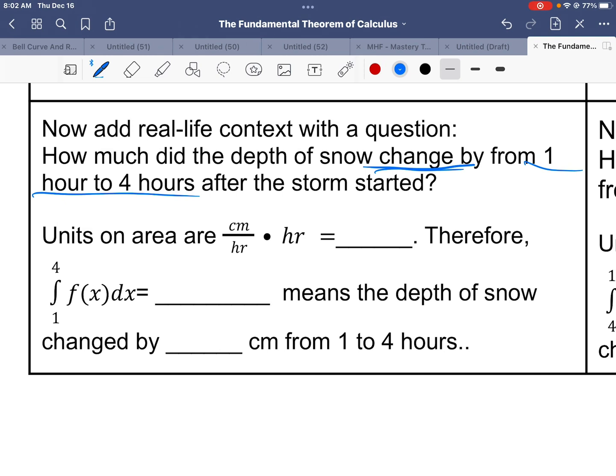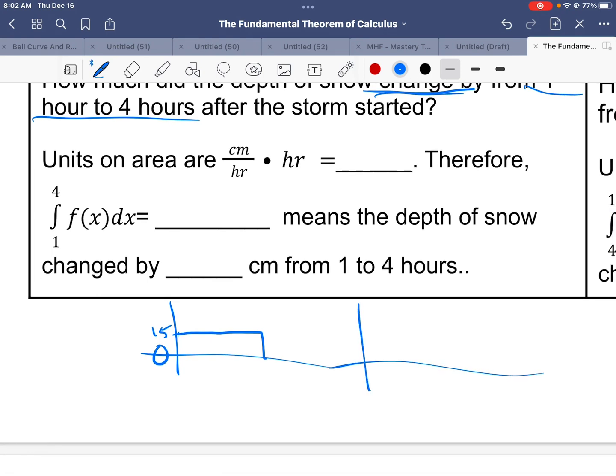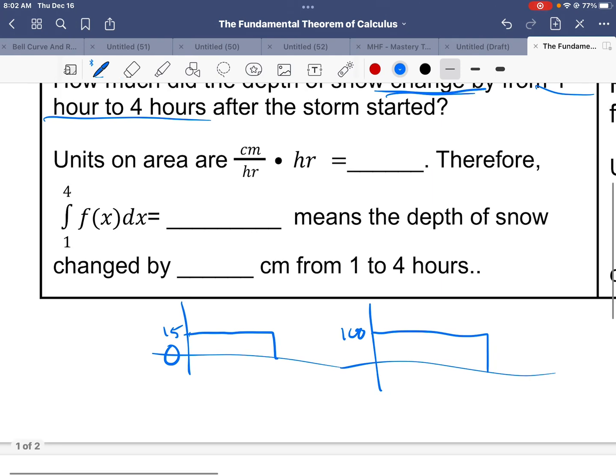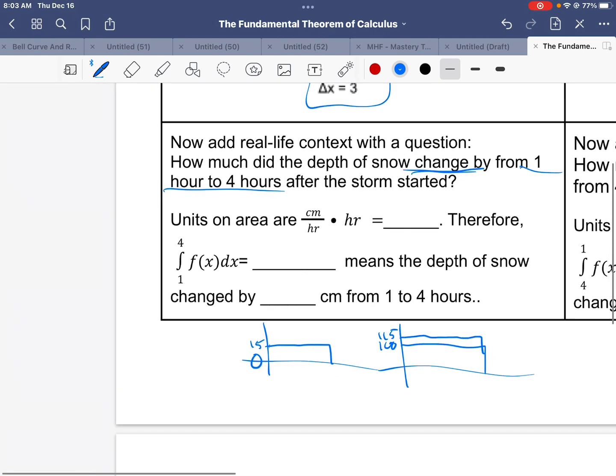This storm could have been, if you think about this, we know that 15 centimeters of snow fell. So maybe it was the first snowfall of the year, in which case we would have a depth of 15 centimeters. But what if it was the end of January and there was already 100 centimeters of snow on the ground and another 15 centimeters fell? Then you'd have 115. So the mathematics of the fundamental theorem, right now at least, doesn't give us enough information to get the depth of snow. It's only the change in depth, okay?